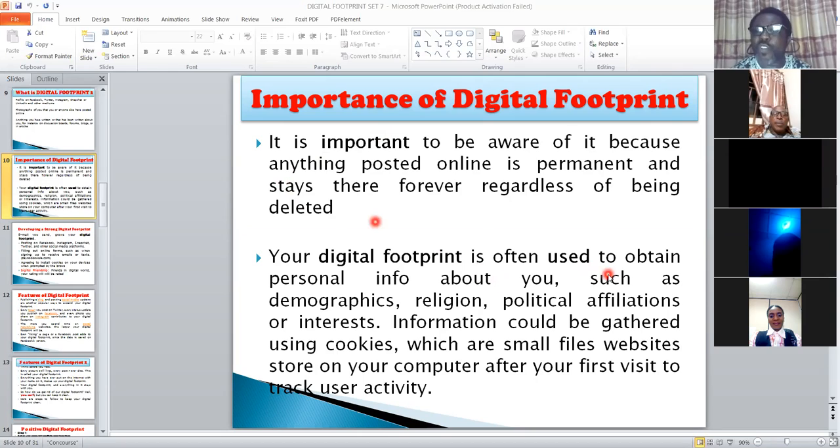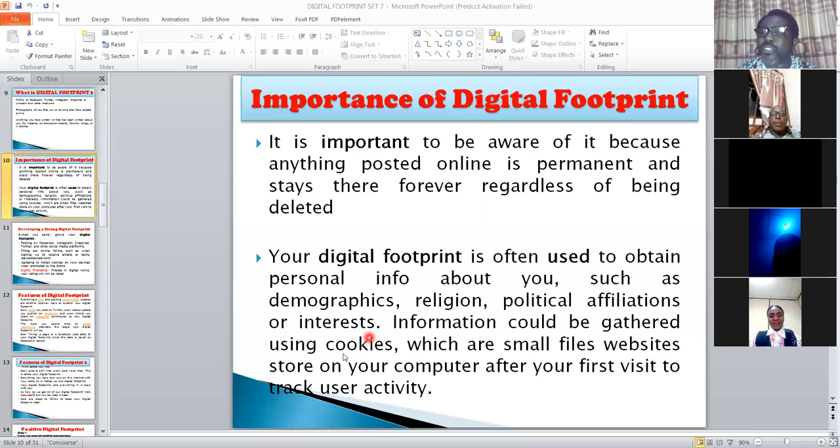Your digital footprint is something used to obtain personal information about you. I told you about the job embassy. That's where they get the information: your digital footprint, what you type, what you say. You have spoken a lot about the country and you want to go to that country. Be very careful, such as with demographics and religion. You have to be careful when you begin to argue political affiliations or interests.